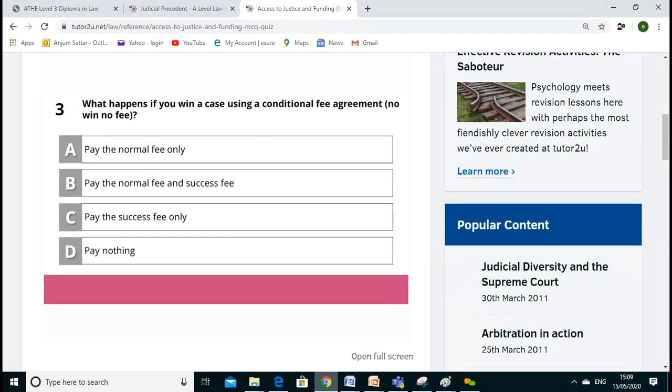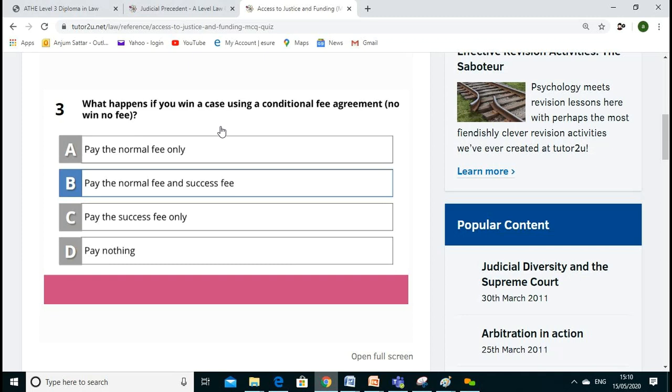Okay, what happens if you win the case using the conditional fees agreement? This is our daily life, we have a lot of companies, no win, no fees, yes? You win the case, so what will they charge you then? Pay nothing? Or pay normal fees and success fees? Or pay success fees or pay normal fees? Which one do you think?